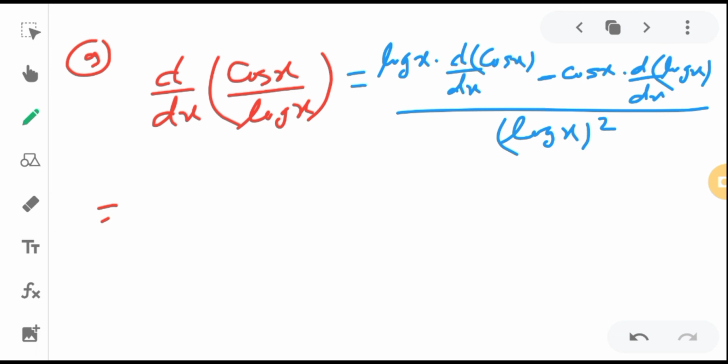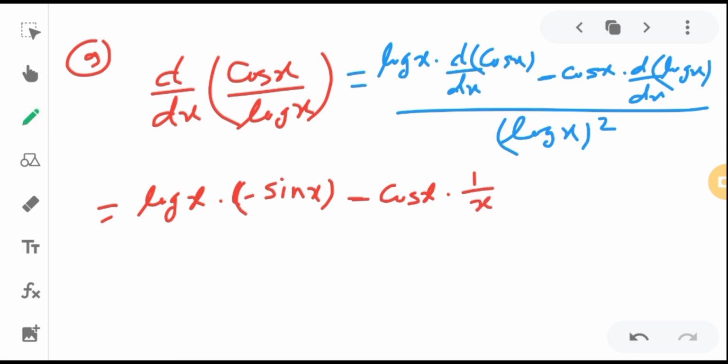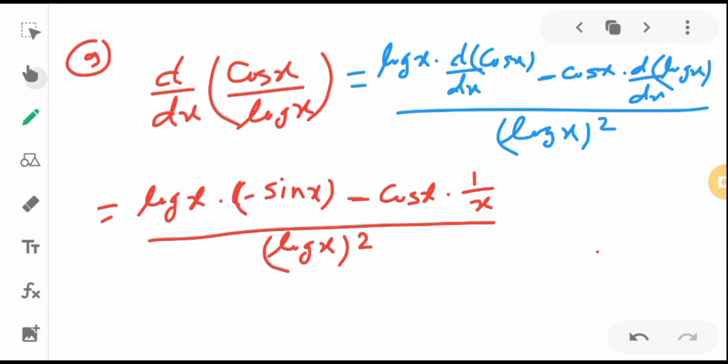So log x, and into the derivative of cos x with respect to x, which is minus sin x. So I will write minus of sin x, and since it is minus, I will write it in brackets, minus cos x into the derivative of log x. The derivative of log x is 1 upon x, I told you many times, divided by log x square. Log x square you will not write as log square x. That will be incorrect. Log x whole square. Now just a little bit more simplification is required.